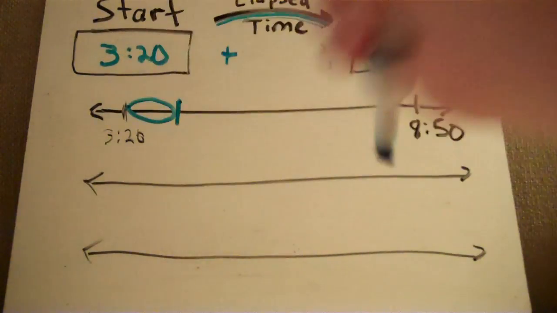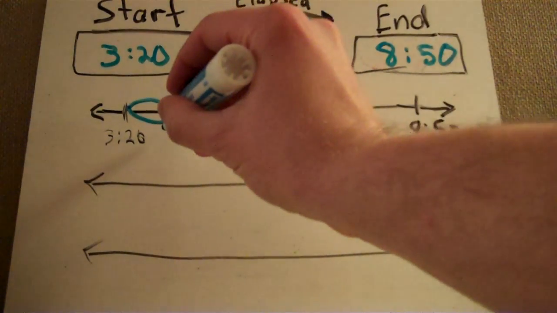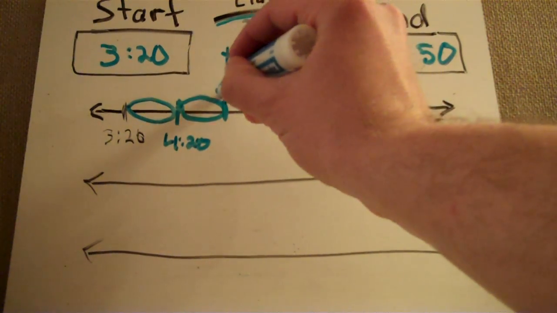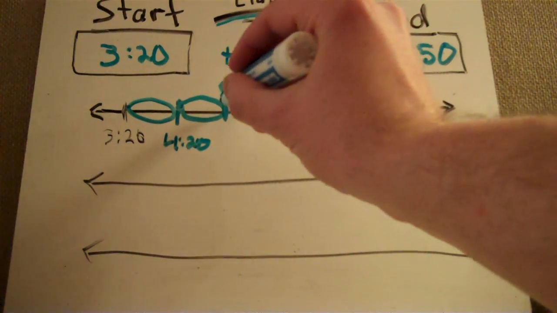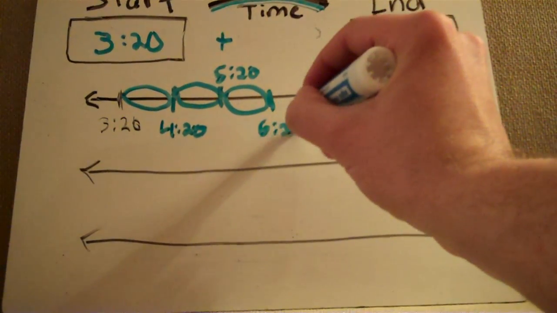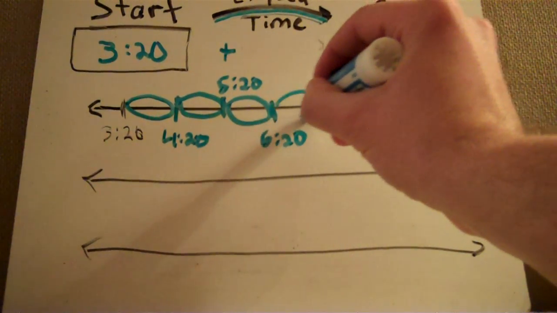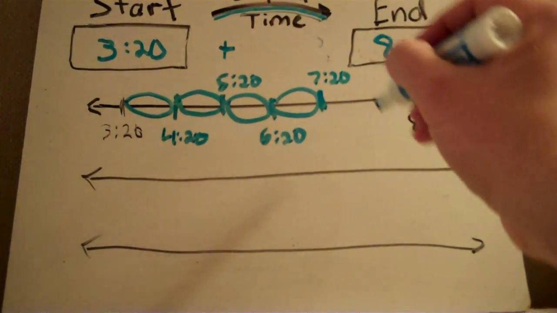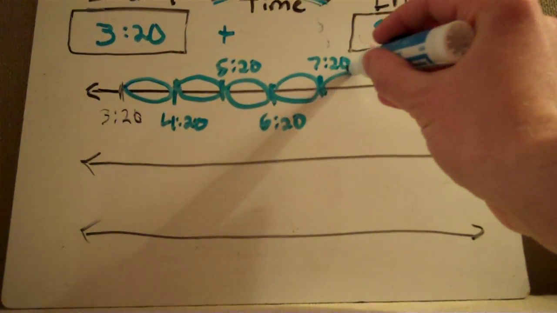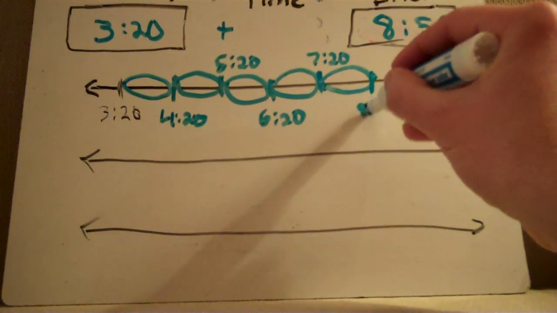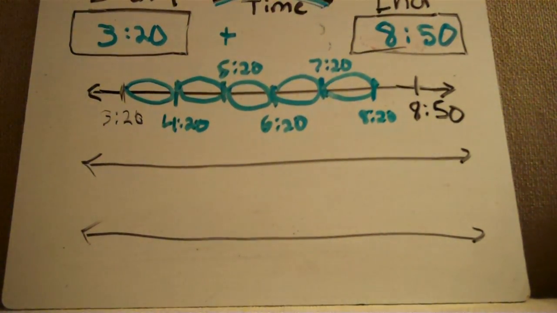So 3:20 plus an hour is 4:20. 4:20 plus an hour is 5:20. Add another hour and you get 6:20, 7:20. I can do another one. It won't make me go past my 8:50 there, so that's good. 8:20. But I'm getting close to 8:50 now.